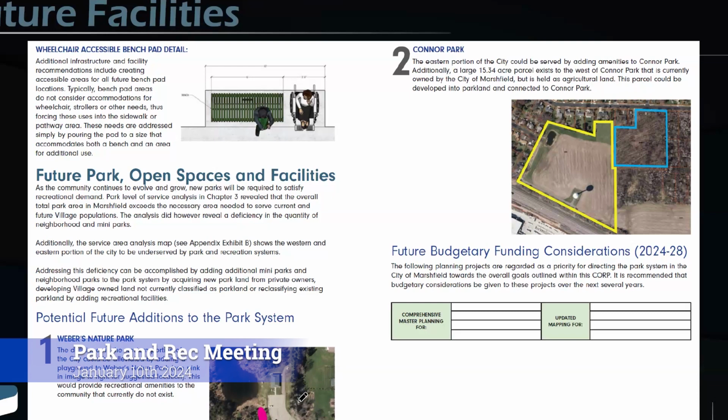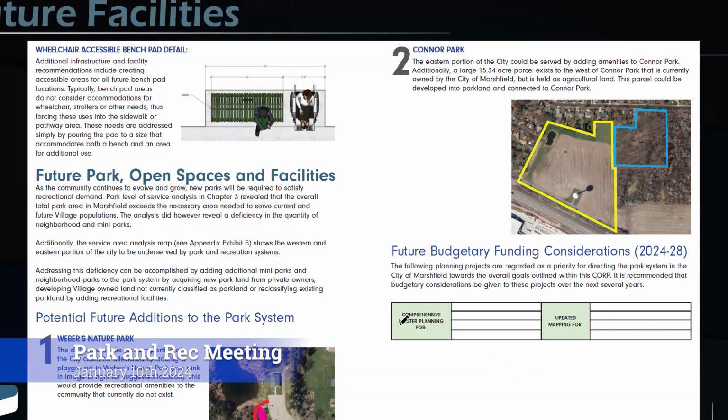At Weber, it's a great conservancy space, but I think with some minor work, there could be the potential to add a small day use area here with playground equipment and maybe some of the other amenities that are lacking in that western node of the city. And then with Connor, I think Justin, we had talked about this parcel in the public meeting as being a potential expansion opportunity for Connor. So something to investigate further here over the next 5 years.